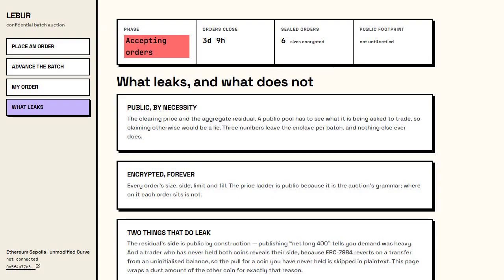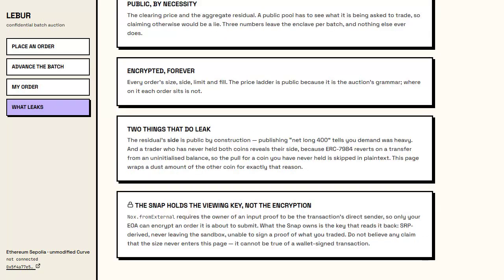The residual settles through one exchange received call on a real Curve pool. Curve is never forked or modified, and that is checkable, not claimed. The Sepolia pool blueprint is byte identical to mainnet. And note it is the pool implementation, not the factory. The factory only deploys.